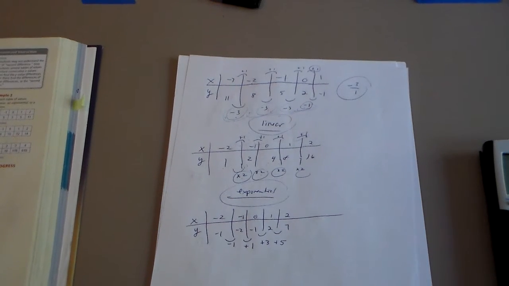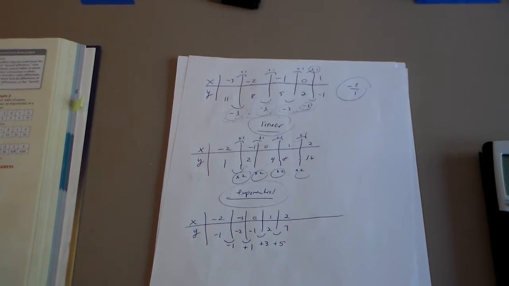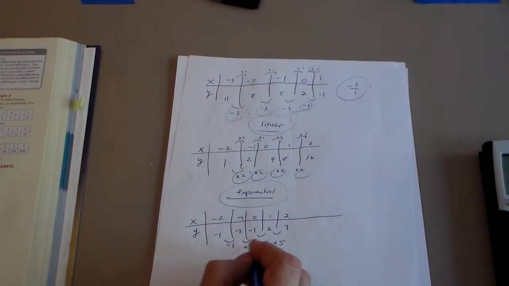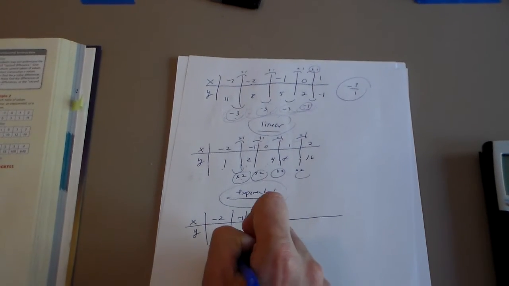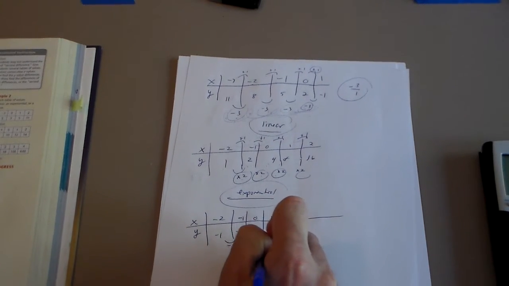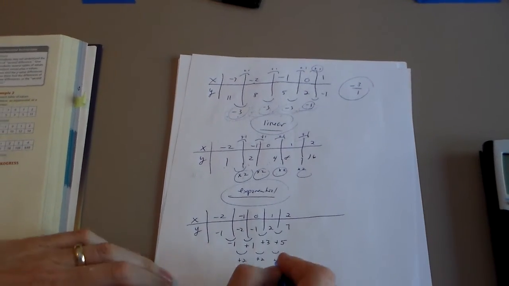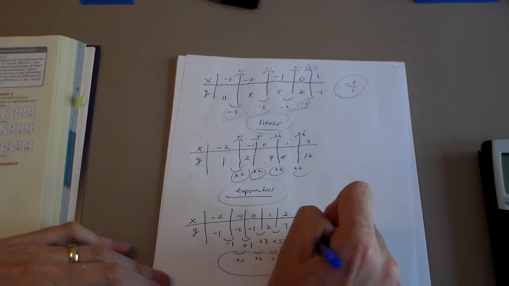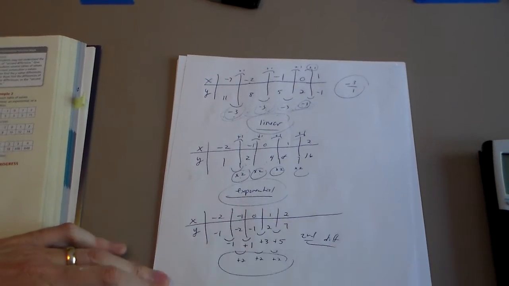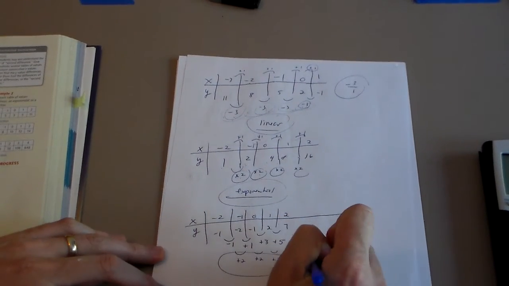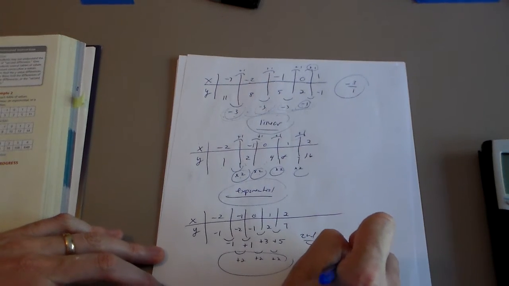However, if you look at something called your second difference, the difference of the differences: to get from here to here, it's +2. From here to here, it's +2. From here to here, it's +2. So when your second difference is the same, that makes it quadratic.